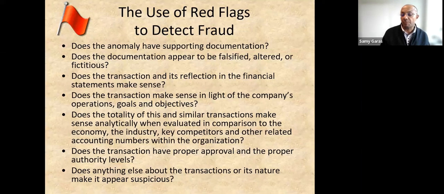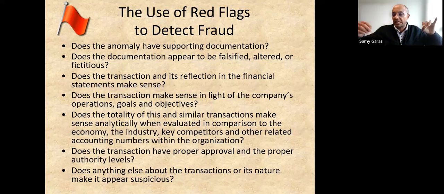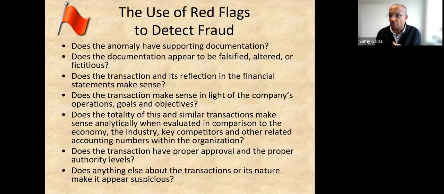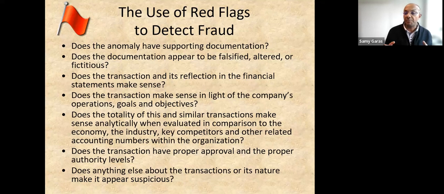Does the transaction have proper approval and a proper authority level? And here we have to go to the credit department to see who approved the sales to that fictitious client. So you can tell here that the red flag is just the beginning of the investigation process that will lead me to see if there is fraud or if there is no fraud. And finally, does anything else about the transaction or its nature appear suspicious?